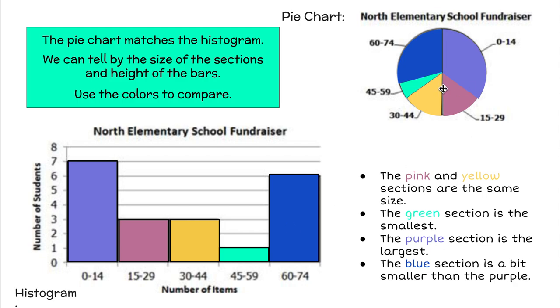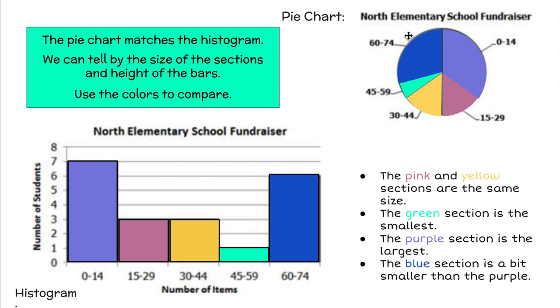Then the other thing that kind of pops out is the pink and yellow sections are the same exact size on the pie chart, which would tell us that on our histogram, those should be the same height of bars. So between 15 and 29 and 30 to 44, those bars in the histogram are the same exact height, just as they were the same size in the pie chart.